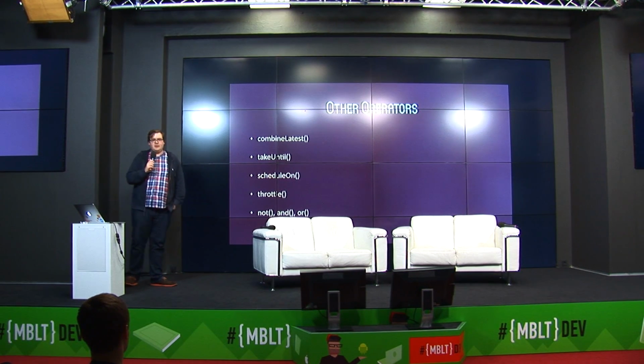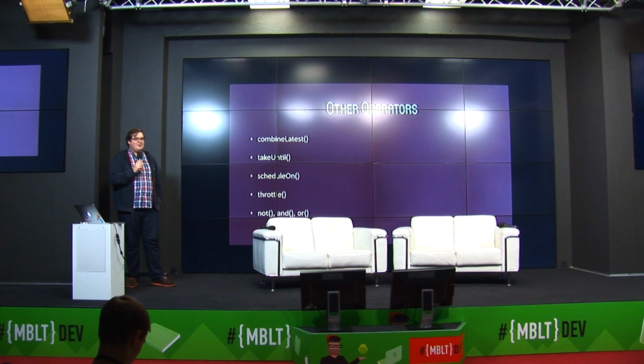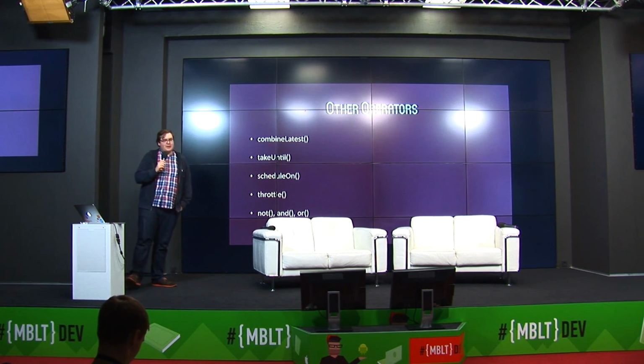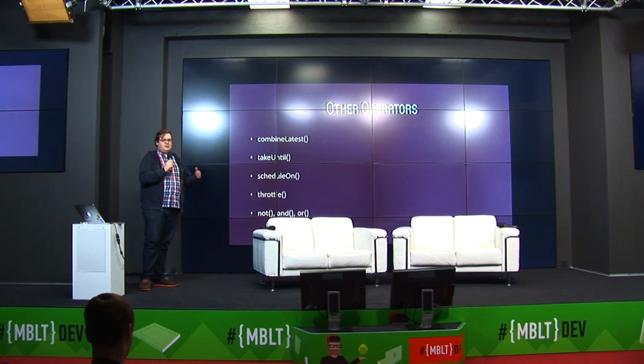Take until is really great. It completes a signal once another signal sends a new value. So if you only want to bind a property of a table view's text field, you can say it's equal to this signal until the cell is being reused. And then once the cell is being reused, the binding disappears.